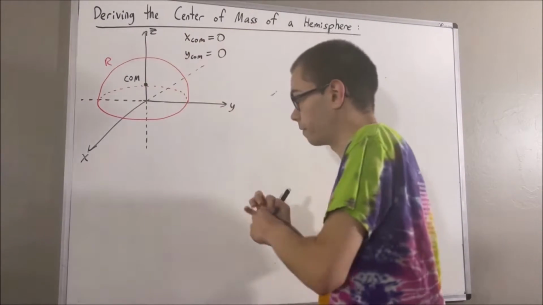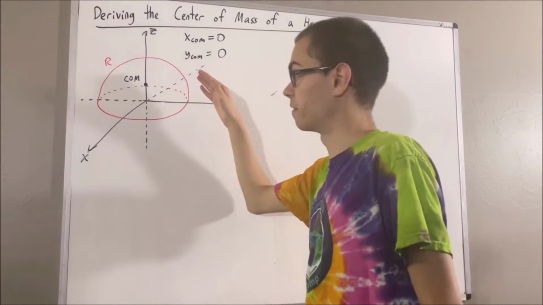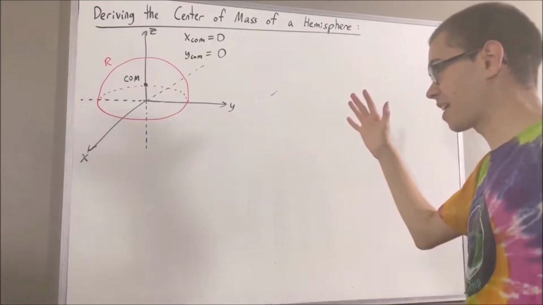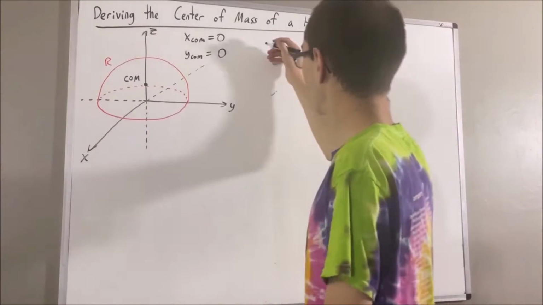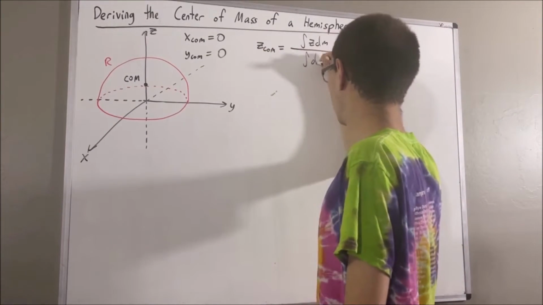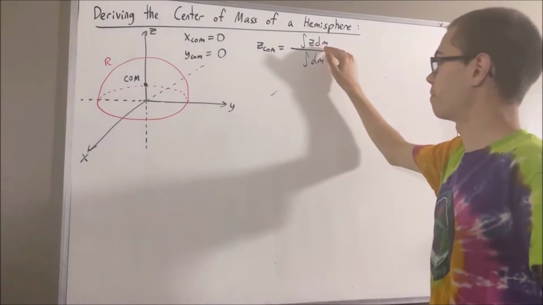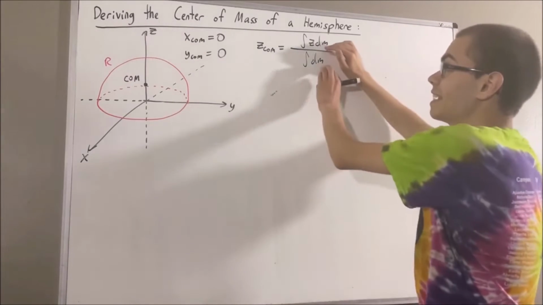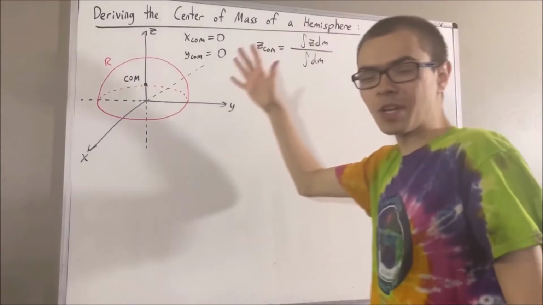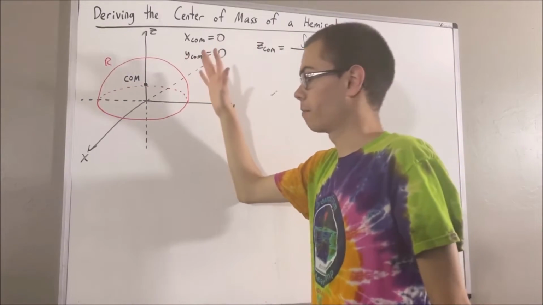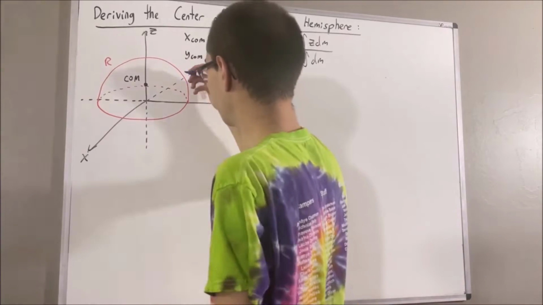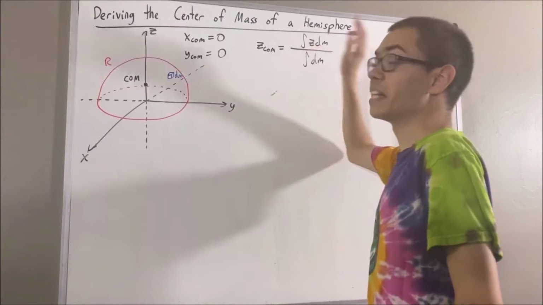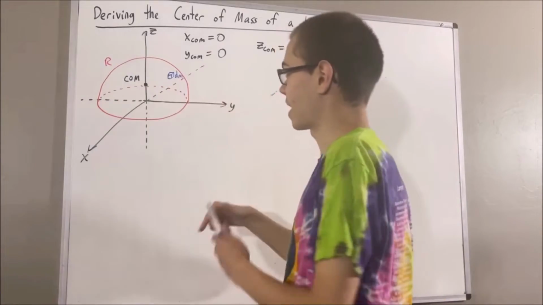So all that's left to be figured out is the z-coordinate of the center of mass. And to compute the z-coordinate of the center of mass, we can use the following formula: the integral of z dm divided by the integral of dm, where dm refers to a differential mass of our hemisphere, let's say, for instance, and z represents the z-coordinate of our differential mass.